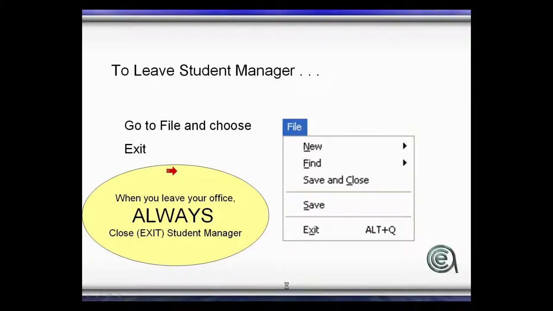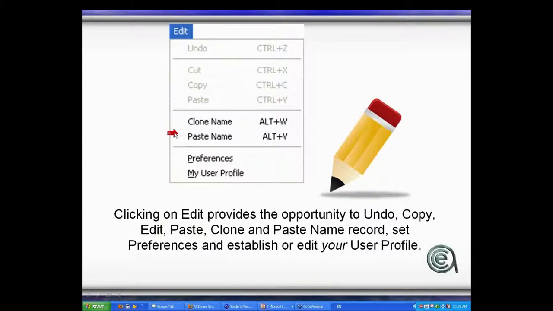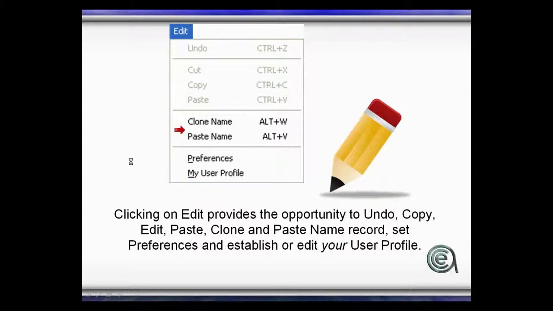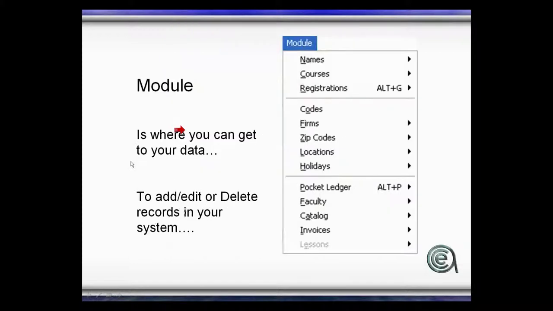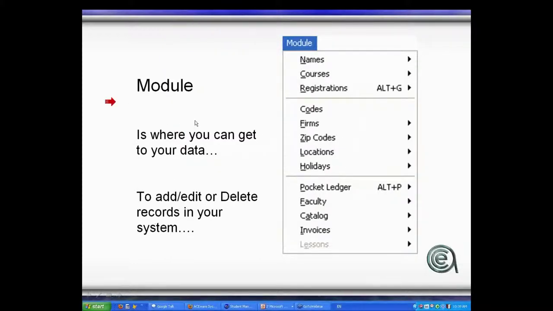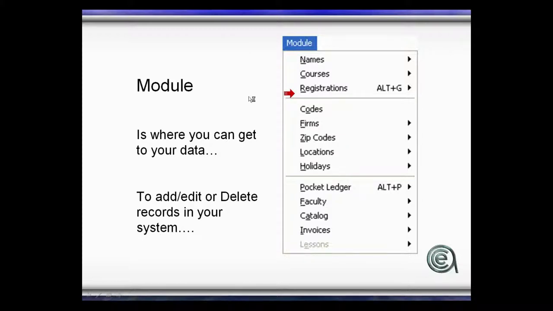All right, edit. Now, kind of navigating across the menu bar, it lets you copy, cut, paste data. Again, on this screen, if you're not open in a data record, the undo, copy, cut, paste aren't going to be live. Clone name, paste name, preferences generally are on all the time. Module: typically, module from the menu is where most of the data entry comes from. Of course, that or using your colored icons on the menu bar: names, courses, registrations, and supplemental data elements for the codes area that support the big three.